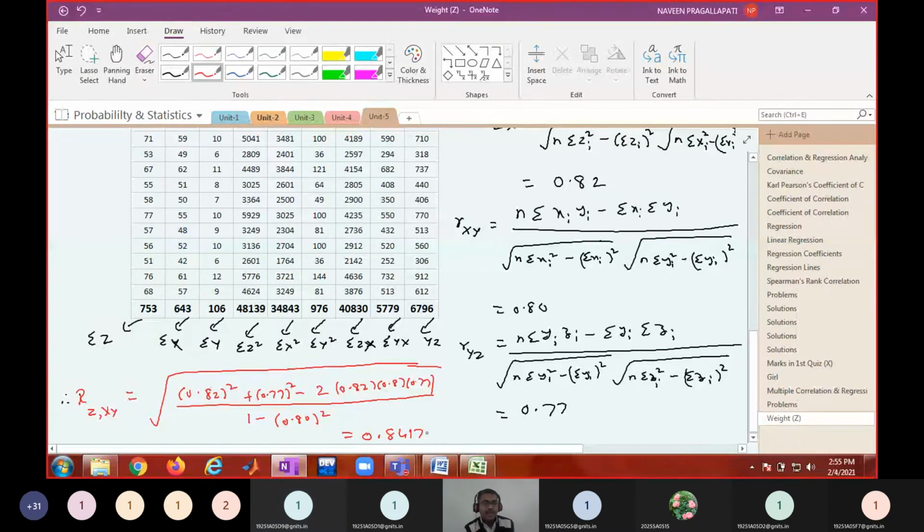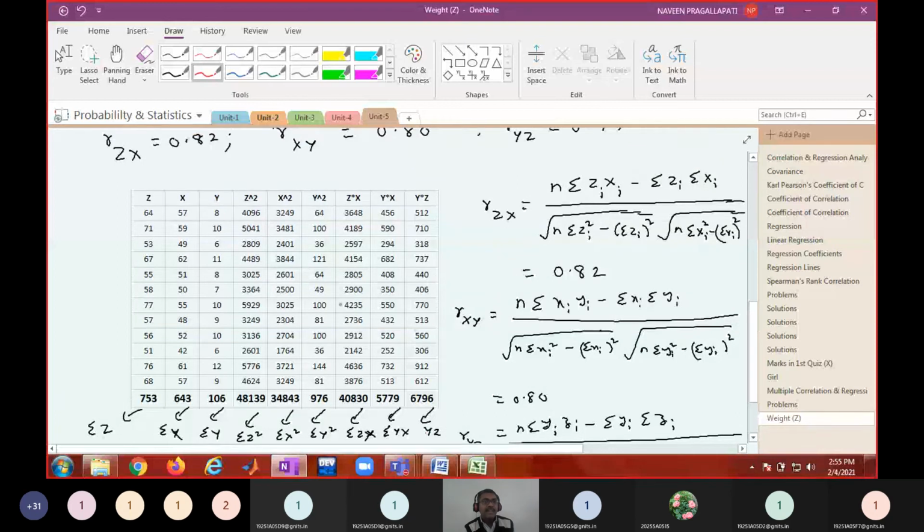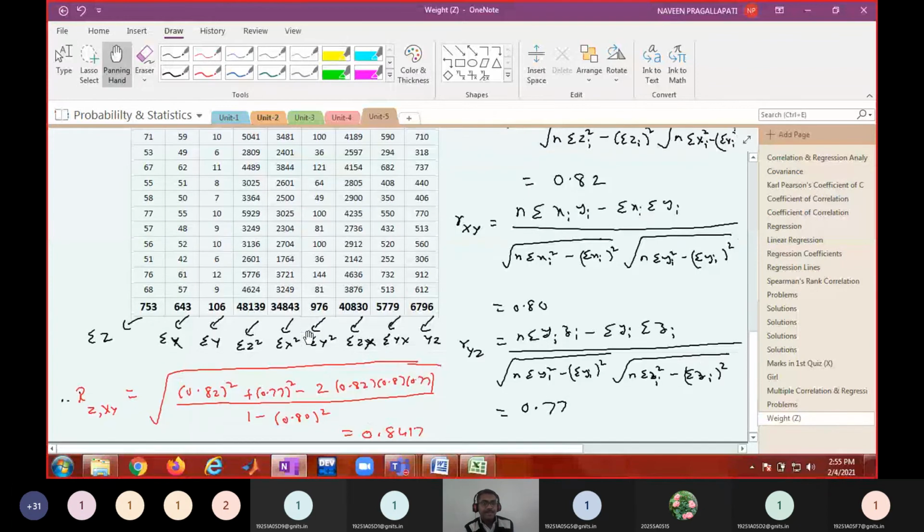So this is the multiple correlation between weight, height and age. That means 0.8417 is almost 84% or 85%. That means they are very much correlated. What is the next question?